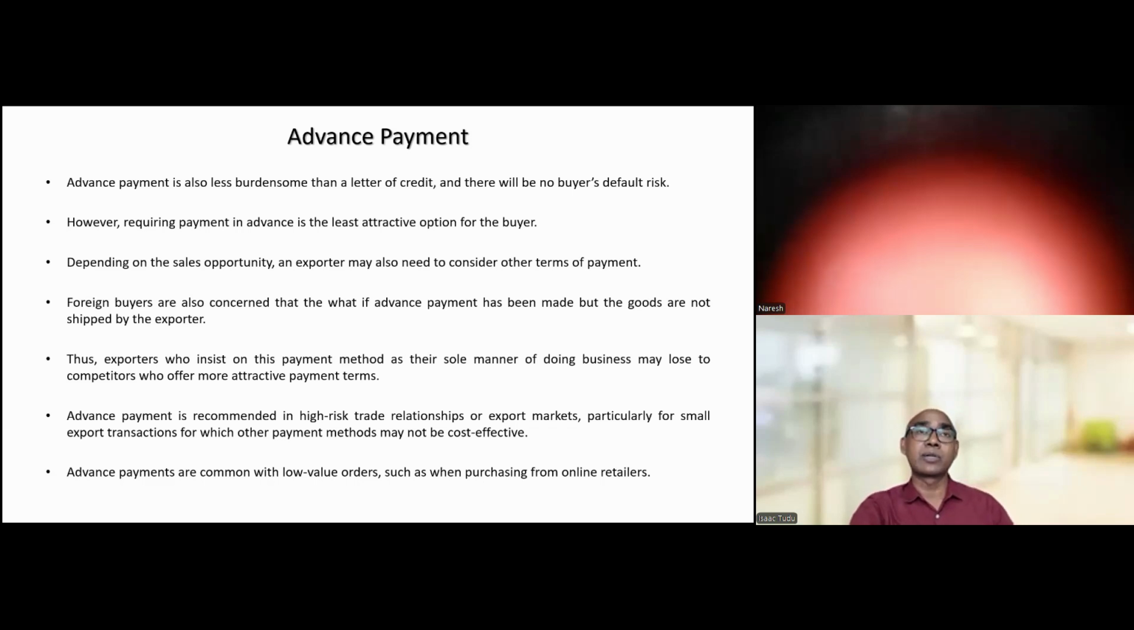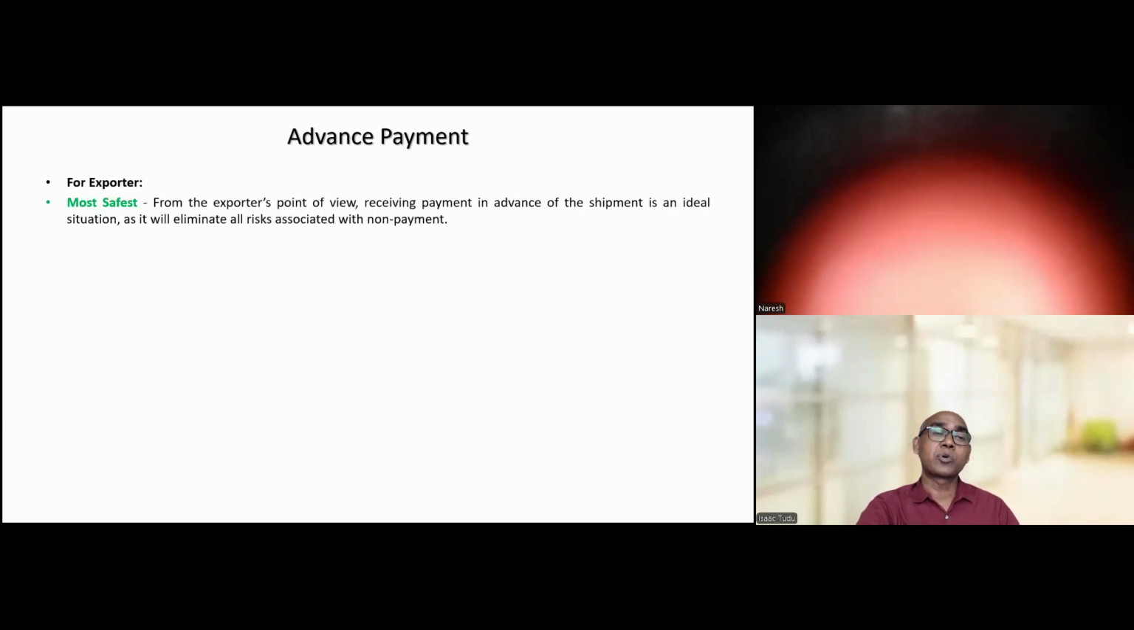Okay, this is one of the best things we can do for our export. You can say default risk is not there, because we will do the shipment as an exporter only when we receive the payment. So this is very simple: the payment term is advance payment. But the challenge is whether we are able to get this payment term or not. For an exporter, obviously the safest option is receiving payment in advance for the shipment. It is an ideal situation, as it will eliminate all risk associated with non-payment by the buyer, right?